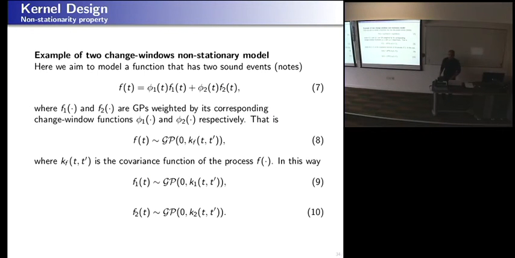In order to illustrate the methodology we are implementing here, there is an example of a two change windows non-stationary model. Here we aim to model a function that has two events, or that presents two different behaviors. So we say that the complete function can be expressed as a combination of two subprocesses, F1 and F2, and each subprocess is weighted by a change window. Using the Gaussian process framework, we say that the general process follows a GP with a covariance function KF, and also we assume that each subprocess follows a GP with a different covariance function, K1 and K2.